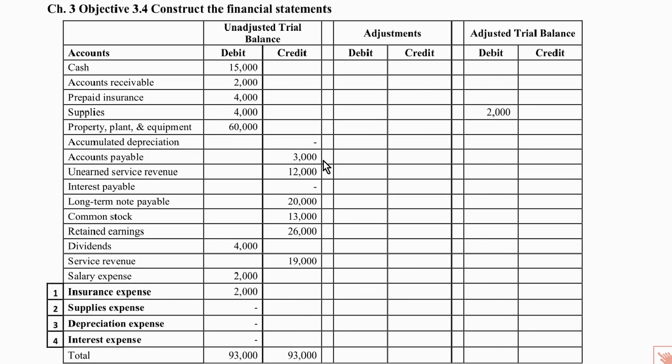Okay? So here is an unadjusted trial balance, or just trial balance. Then we'll have some adjustments in the middle. And here's an adjusted trial balance. Now, the adjustments, you could do those in a journal entry, then post them. This format here with the 6 columns is just kind of a quicker way to get to the adjusted trial balance.